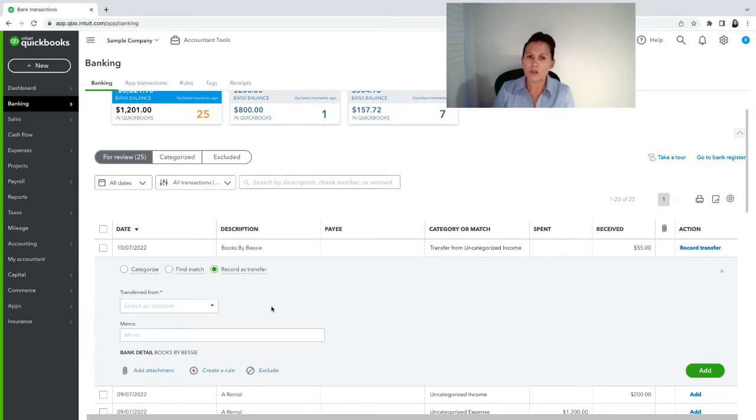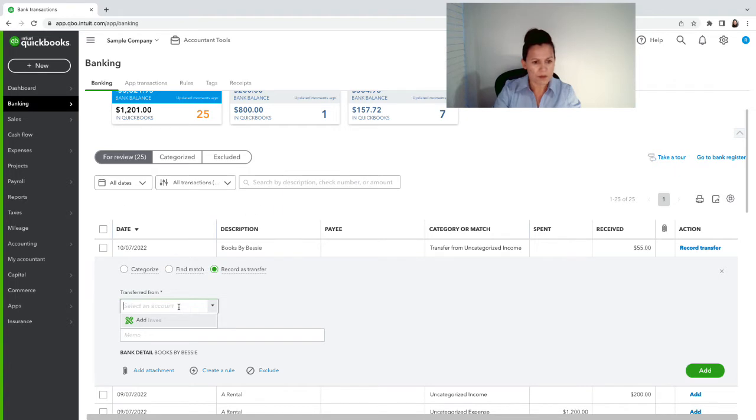Another way for you to use transfers is, let's suppose that this transaction was an owner's investment, something that is not coming from the business. Maybe you just deposited money into your account to invest in your business. Okay, if that's the case, you can record it as a transfer, and we're going to call it owner's investment.